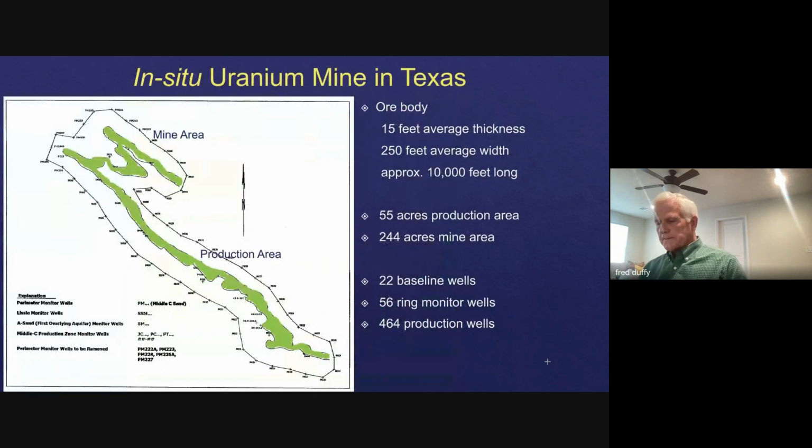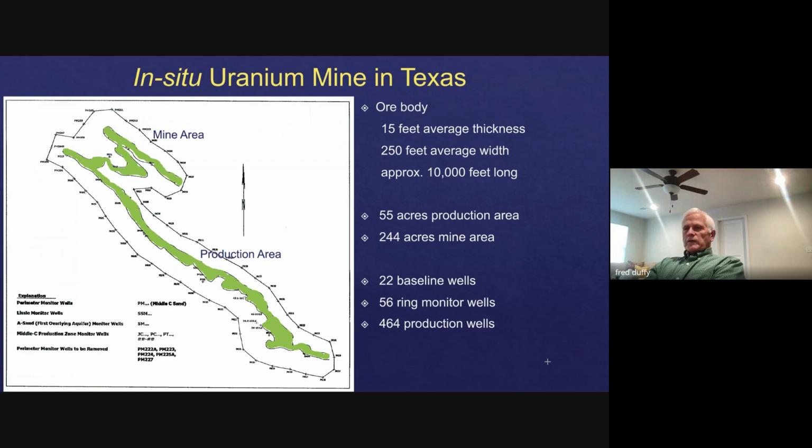Okay, next. This is an example of what a uranium mine looks like in Texas. The green is the ore body. That represents 15 feet of economic thickness of the uranium. It's 250 feet wide, and the length there is 10,000 feet long. The green shaded area is 55 acres of production area. The operating or the mining area is that outer ring that encompasses 244 acres.